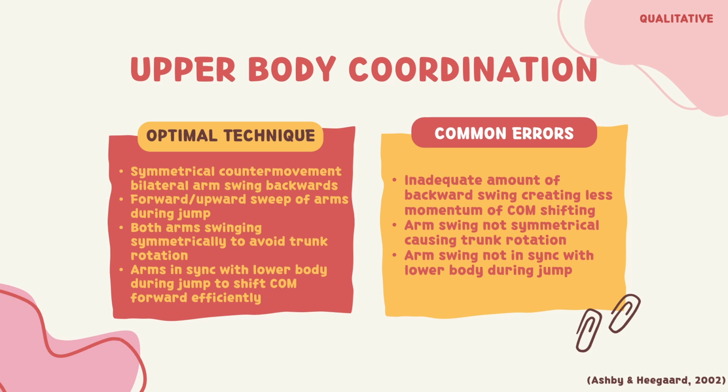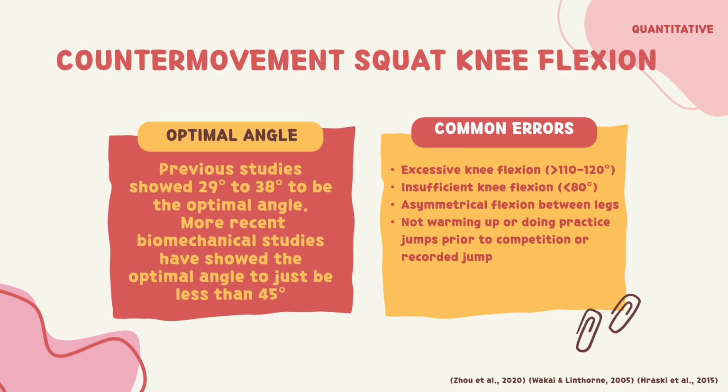Another important variable that I've chosen to look into quantitatively is the counter movement squat knee flexion angle. So basically the knee flexion angle determines the depth of the counter movement squat, which also determines the time available to apply the force. A deeper angle basically increases the impulse and ground reaction forces, whereas a shallower angle just limits that loading time, which limits the ground reaction forces.